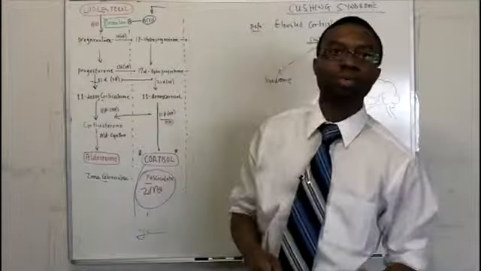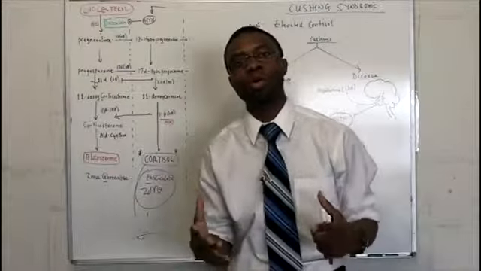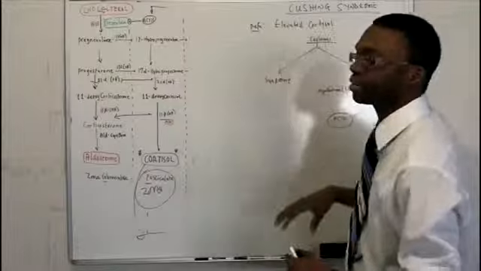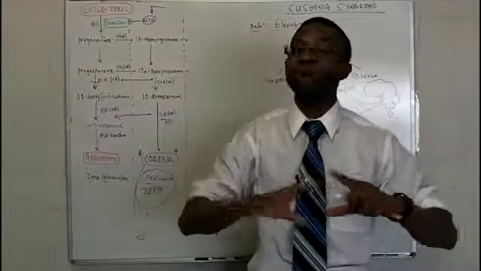In our lectures, we always talk about definition. That is key. We need to define what we're talking about. What is Cushing's? Cushing's is just an elevated amount of cortisol. It's too much cortisol than we need.